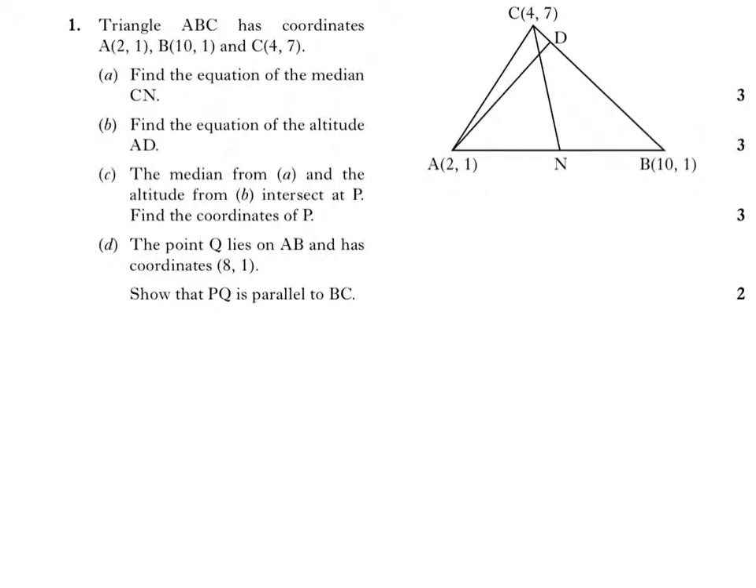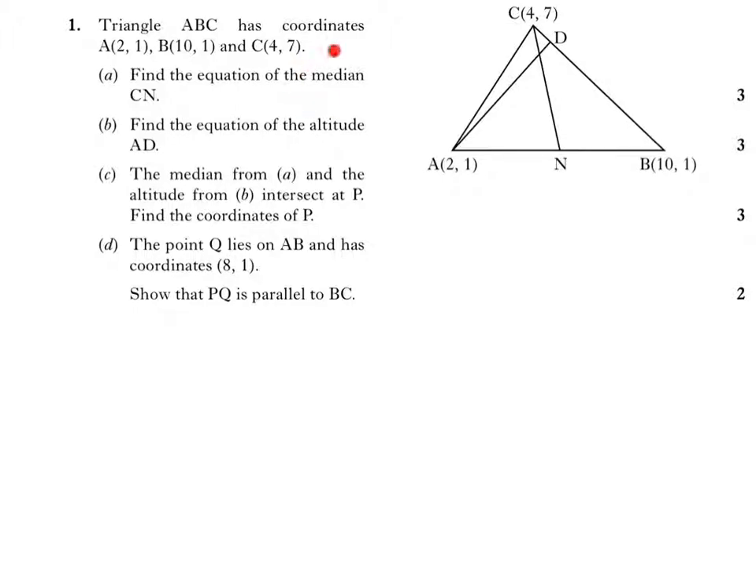Section 15, question 7. Triangle ABC has coordinates A(2, 1), B(10, 1), C(4, 7). Find the equation of the median CN. So remember that a median is a straight line. To find its equation then, it would be point and gradient.